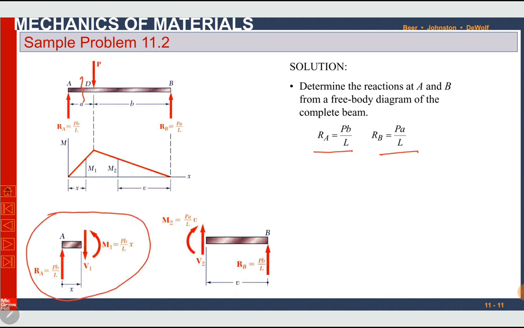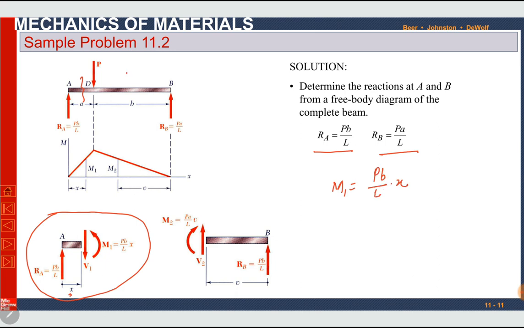I have considered the left side of the section. The length of the section is X. Moment M1 becomes PB by L into X.